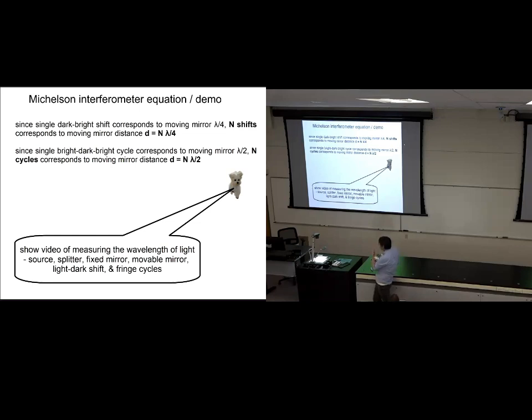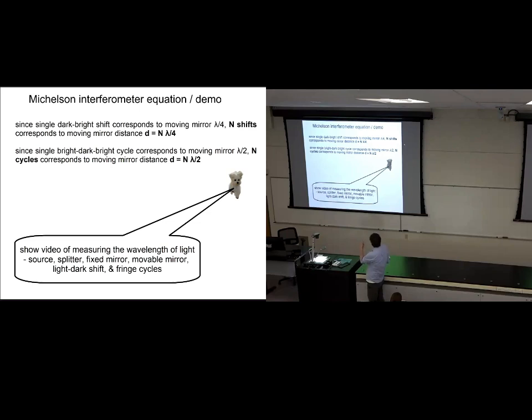In that case, the distance that you've moved the mirror, the wavelength of the light, and the number of cycles, so this is the number of cycles, this was the number of shifts, are related by this little equation here: d equals N lambda over 2. So again, if you know the distance you move the mirror, you can calculate the wavelength by counting the number of fringe cycles. If you know the wavelength of the light, you can calculate the distance you move the mirror, again by counting the number of complete fringe cycles. So this is an important equation too.